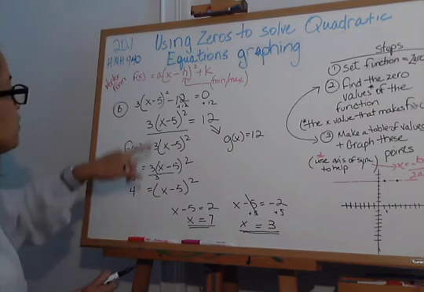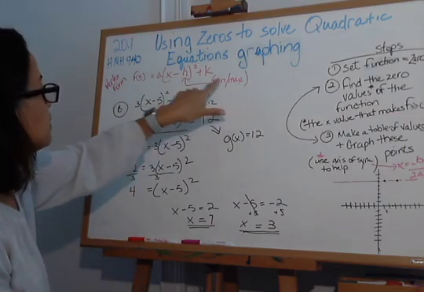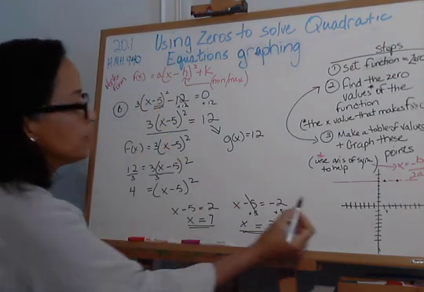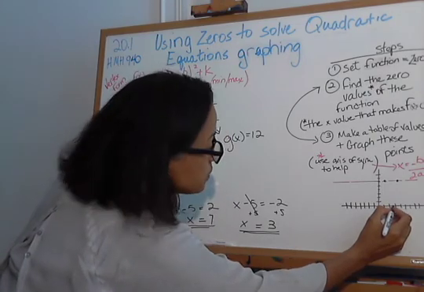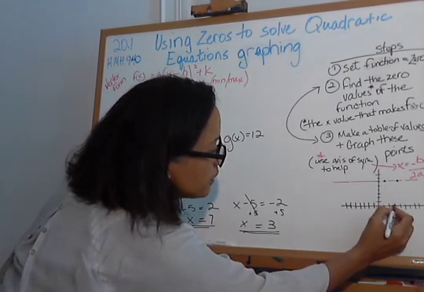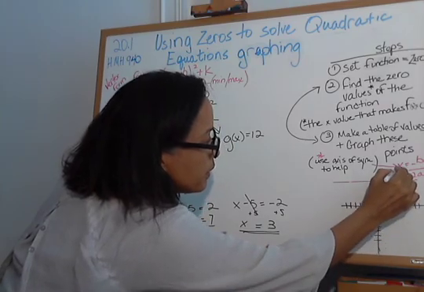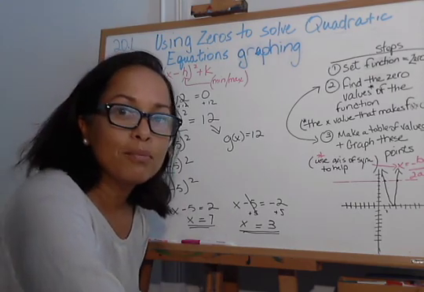We knew, because this was vertex form, that the h is the minimum or the max. What was my h? My h was 5, so I knew that at 5 I had a minimum here. And that's an easy way for me to be able to draw my parabola.